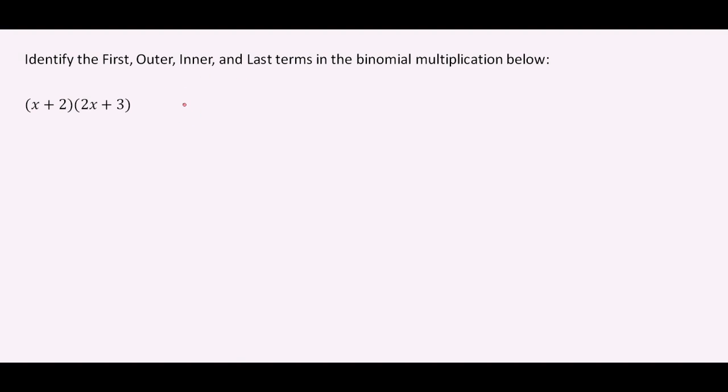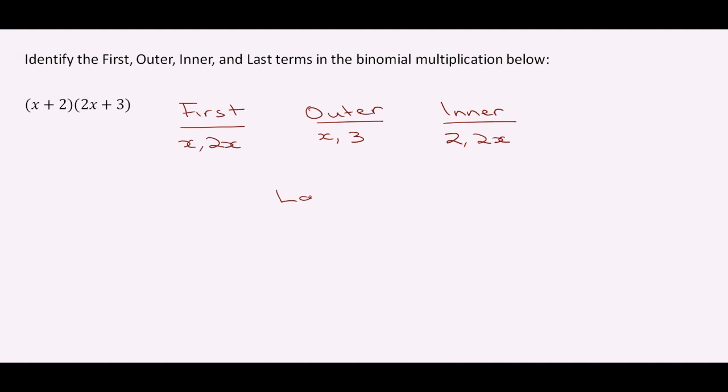So let's look at the first. The first, you're going to have x and 2x. The outer terms, you're going to have x and 3. Your inner terms are going to be 2 and 2x. And then your last terms are going to be 2 and 3. Now let's apply these to solve some examples.